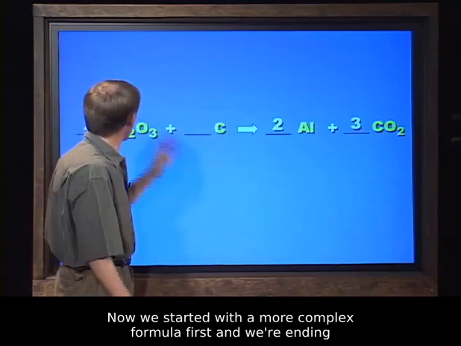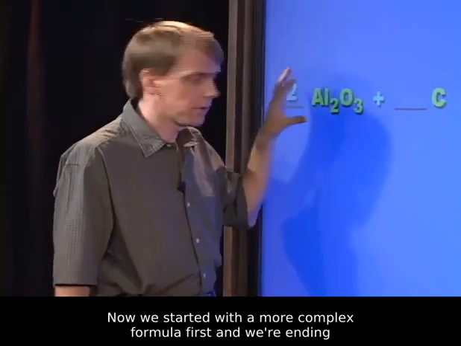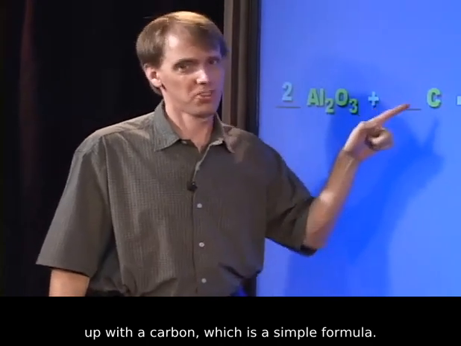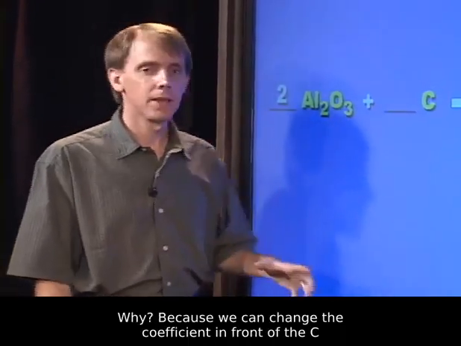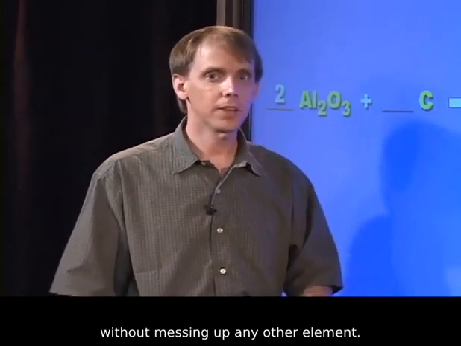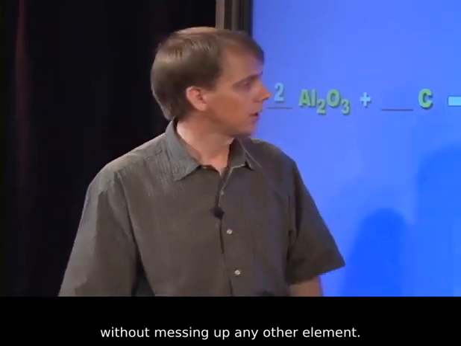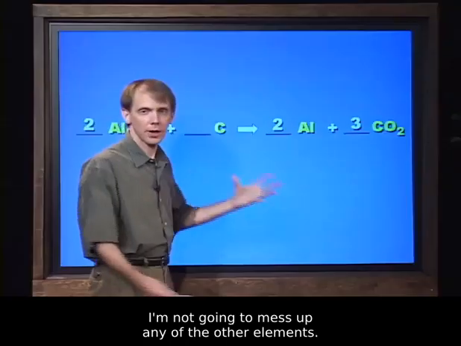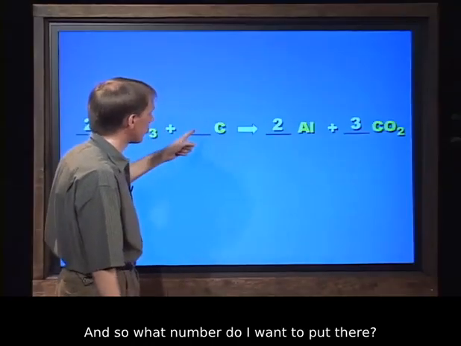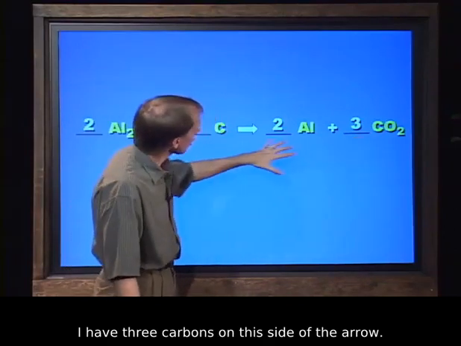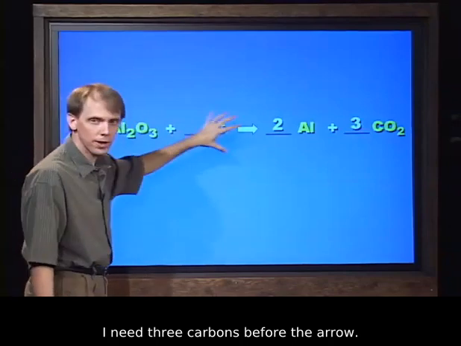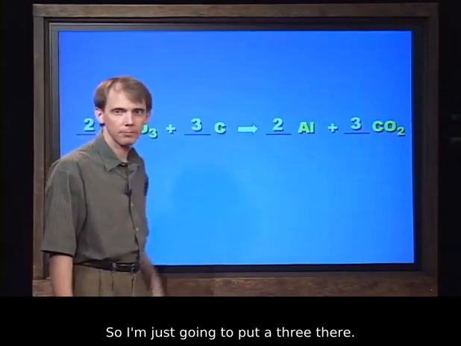Now, we started with a more complex formula first, and we're ending up with a carbon, which is a simple formula. Why? Because we can change the coefficient in front of the C without messing up any other element. I can put any number I want here. I'm not going to mess up any of the other elements. And so what number do I want to put there? I have 3 carbons on this side of the arrow. I need 3 carbons before the arrow, so I'm just going to put a 3 there.